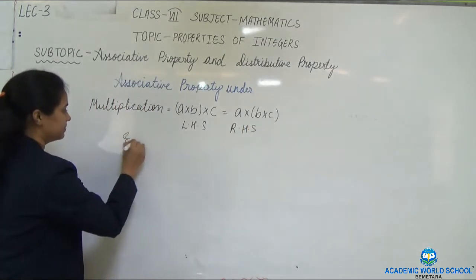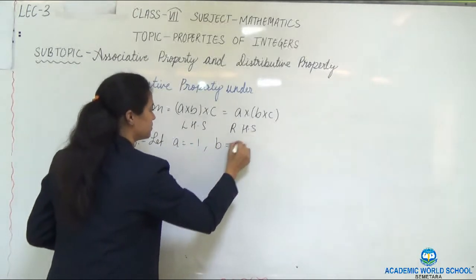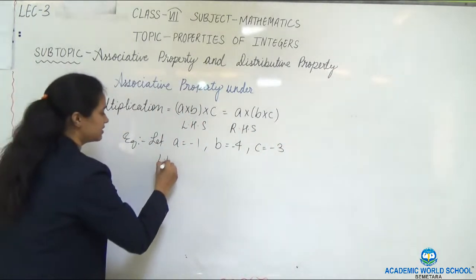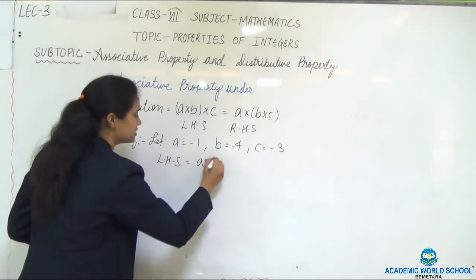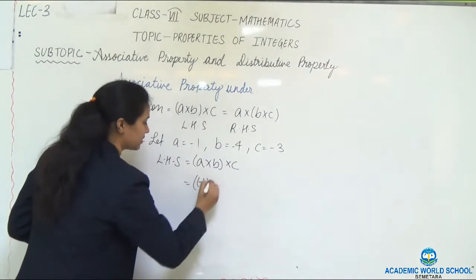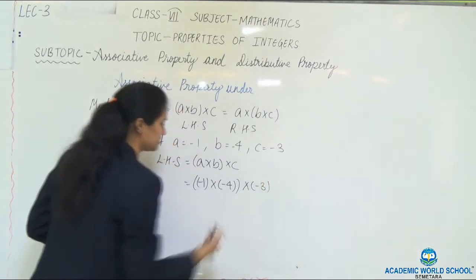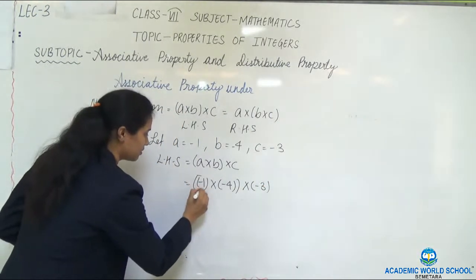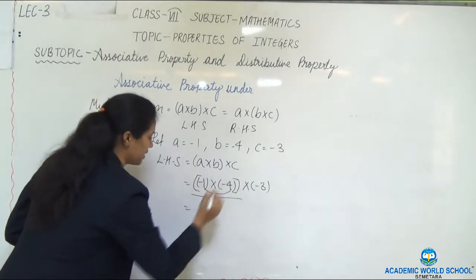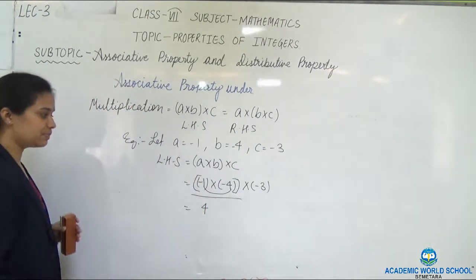So consider an example. Let A equals -1, B equals -4 and C equals -3. Considering the left hand side, our left hand side is (A × B) × C, means (-1 × -4) × -3. First we will solve this bracket. 1 into 4, we got 4. Now minus into minus is plus, means our answer is positive.